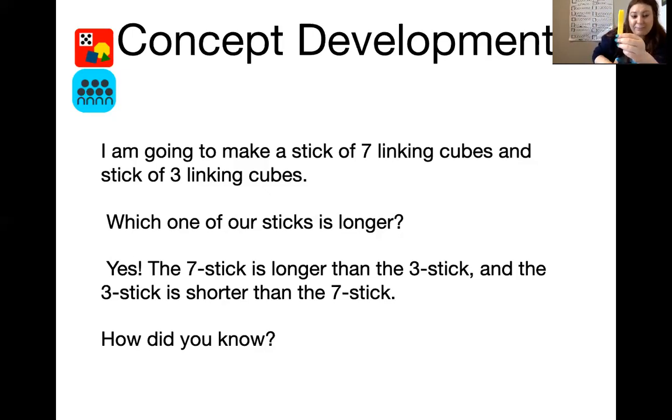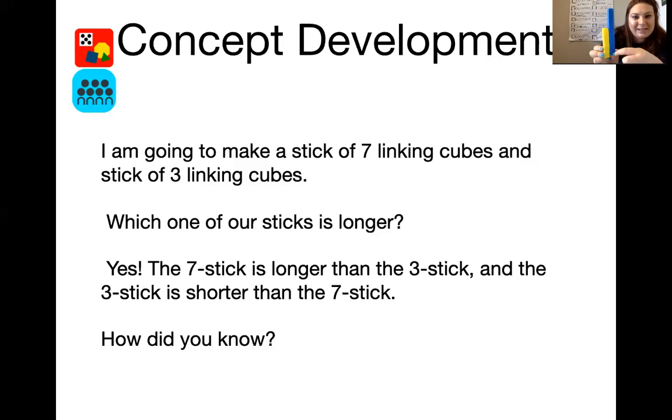Let's take my blue cubes now and let's count. 1, 2, 3, 4, 5, 6, 7, and 8. Now let's compare the two.